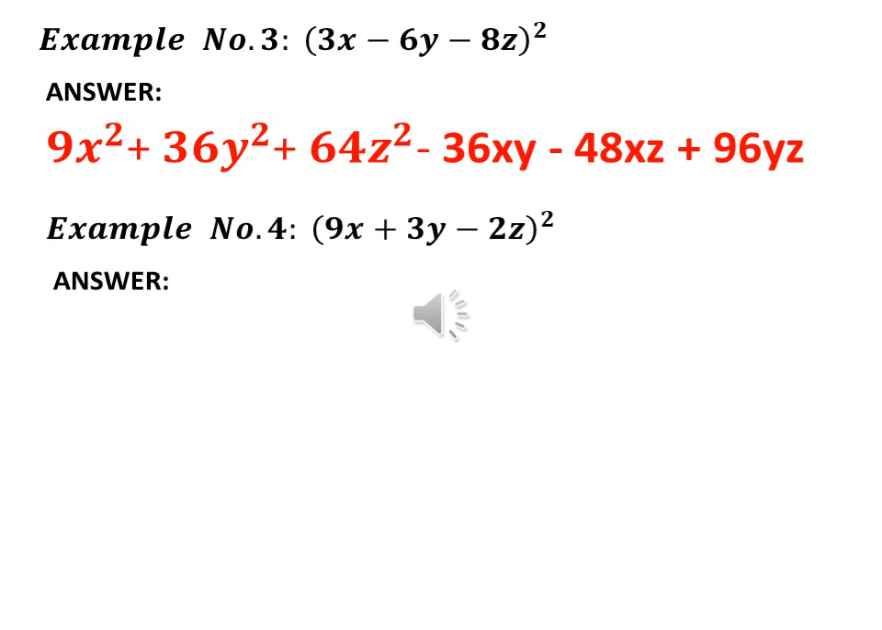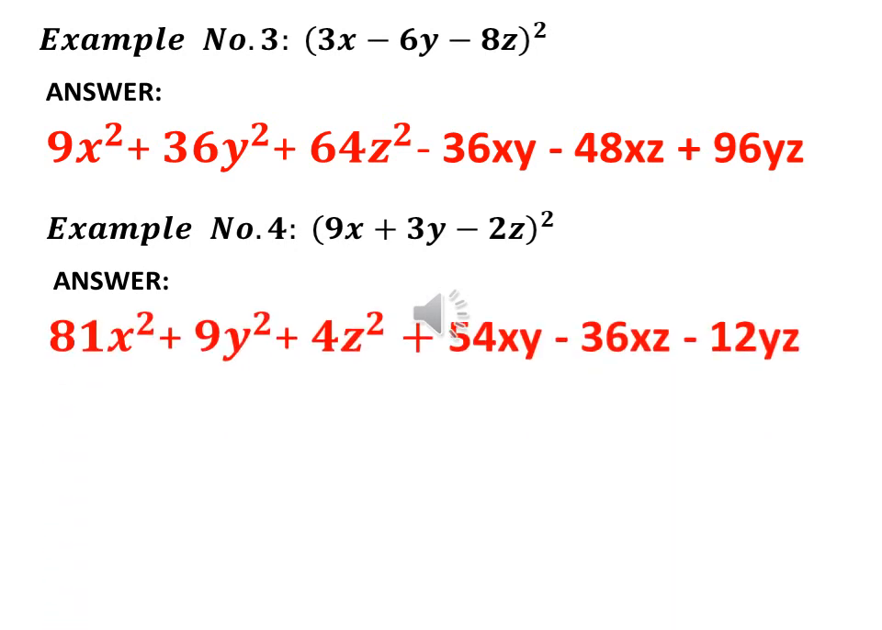For example number 4, what is the square of the trinomial 9x plus 3y minus 2z? And this is our answer for example number 4. We have it as 81x squared plus 9y squared plus 4z squared plus 54xy minus 36xz minus 12yz.